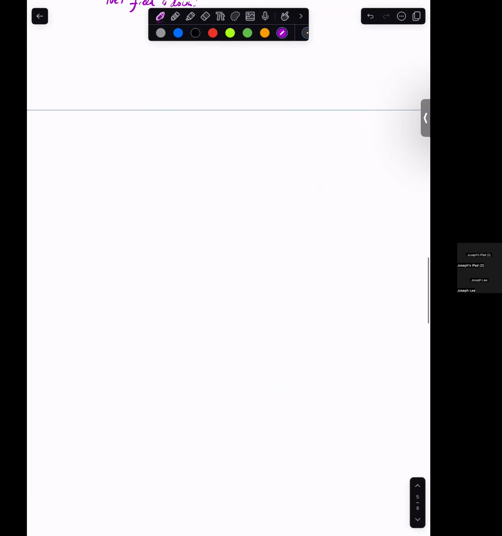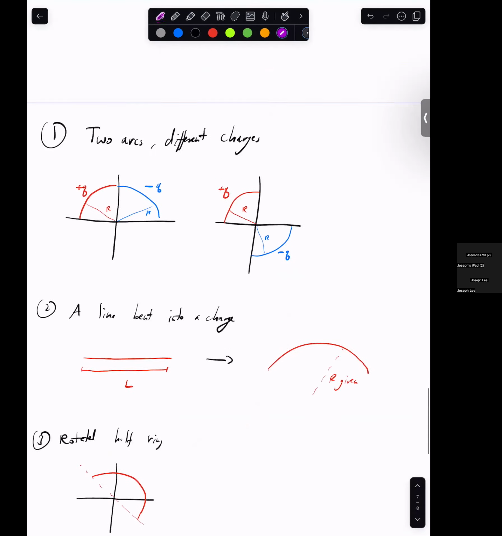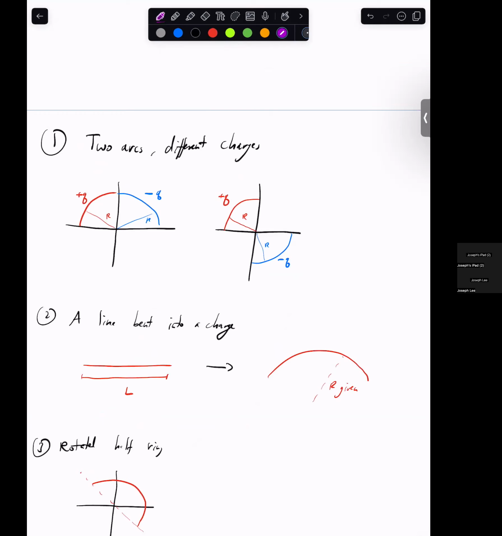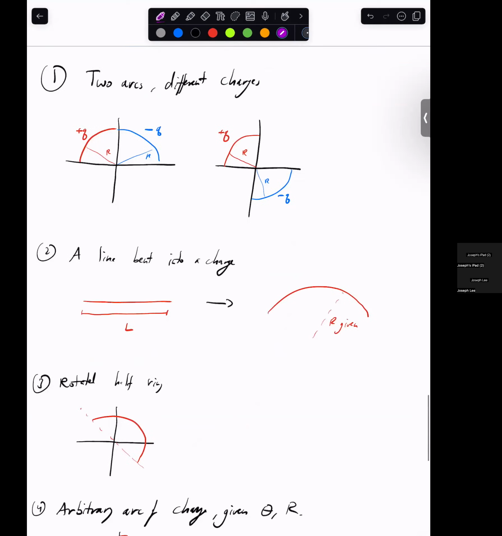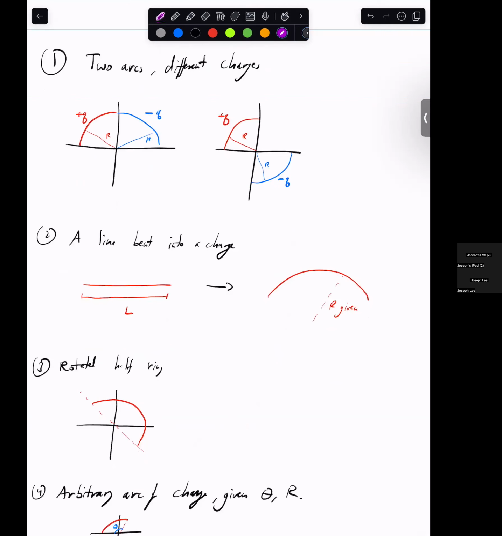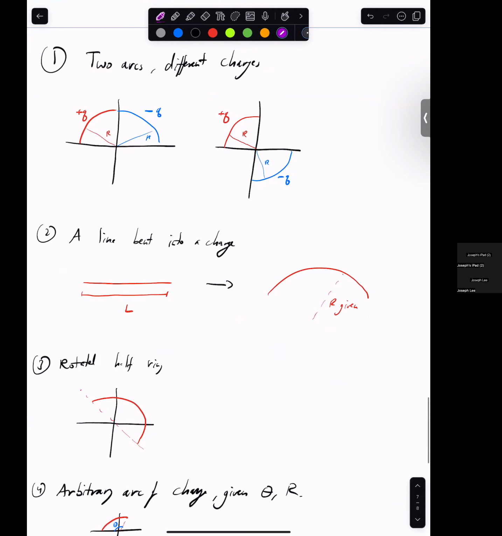Now that you've done this one, I can recommend some other problems you could try. So basically different variations of the arc of charge. One problem you could try is two arcs of different charges. So here on the left, I have a quarter circle of plus q and another quarter circle of minus q, both of radius r. And you can try to find the electric field at the center. Or you can do one in which you have one in the second quadrant and one in the fourth quadrant. You would solve this basically the same way as the problem we just did, except you would do two integrals, one for each part, and then use the principle of superposition to add them together.